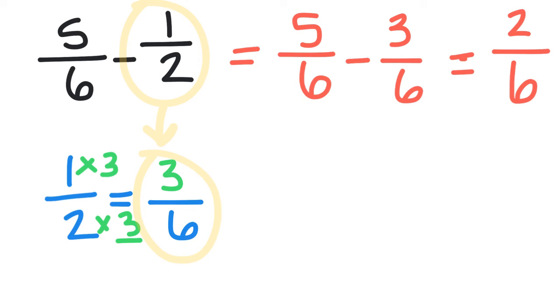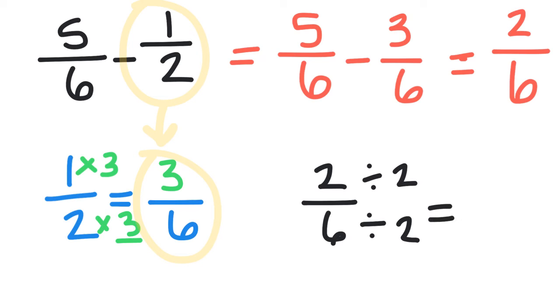Last but not least, can I simplify? My answer is 2/6. Yes, I can simplify because I can divide the numerator and denominator both by 2. 2 divided by 2 is 1. 6 divided by 2 is 3. So now I know that 5/6 minus 1/2 is simplified to 1/3.